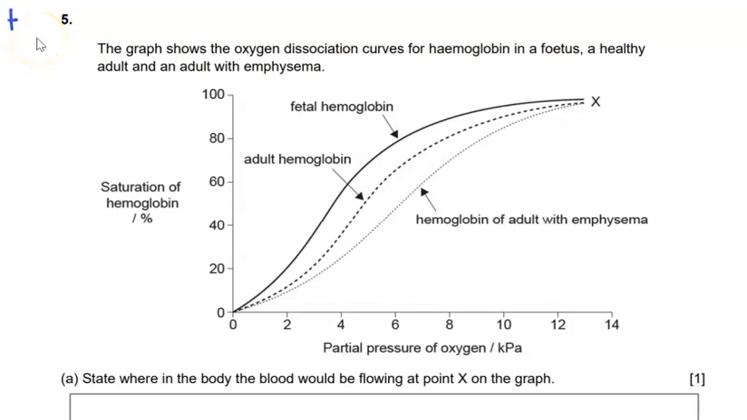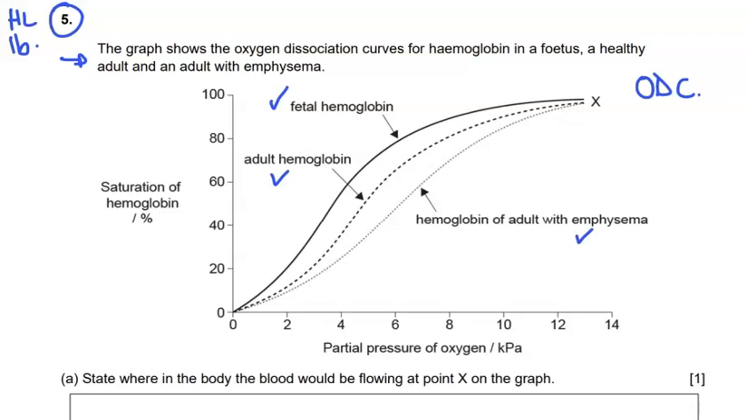Year 12, higher level biology, mid-course exam, paper 1b, last question, question 5. And here the stem of the question is telling us that this is the oxygen dissociation curve for a couple of types of hemoglobin, including fetal hemoglobin and adult hemoglobin. And we also have a dissociation curve for those people who have the condition called emphysema.